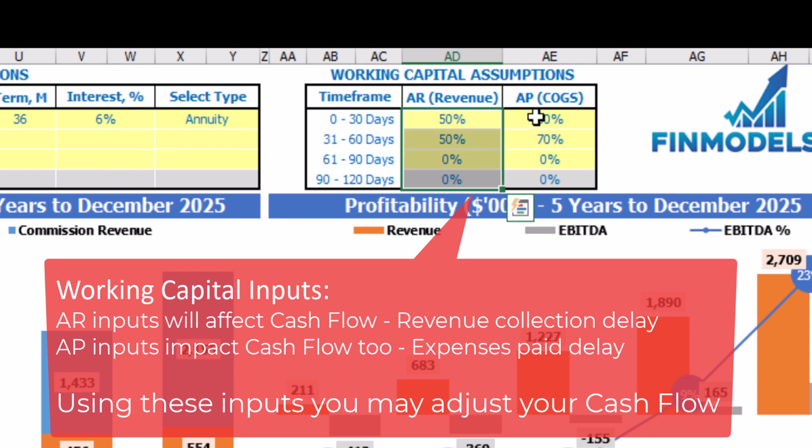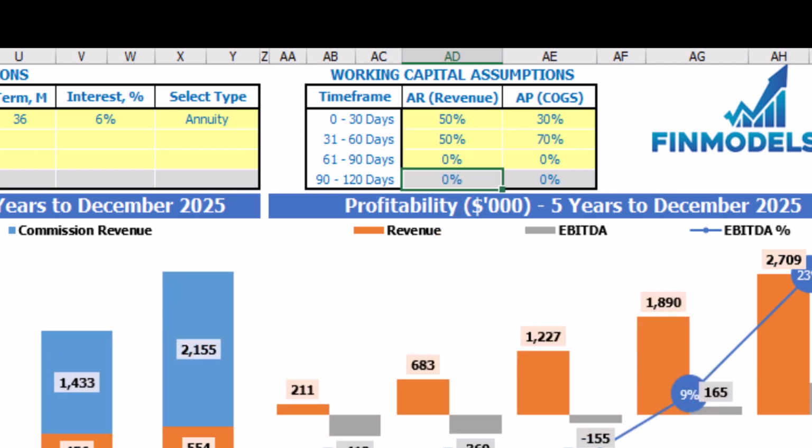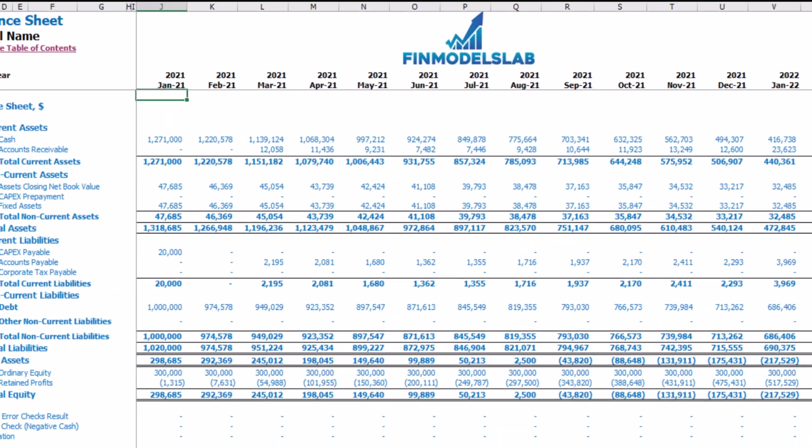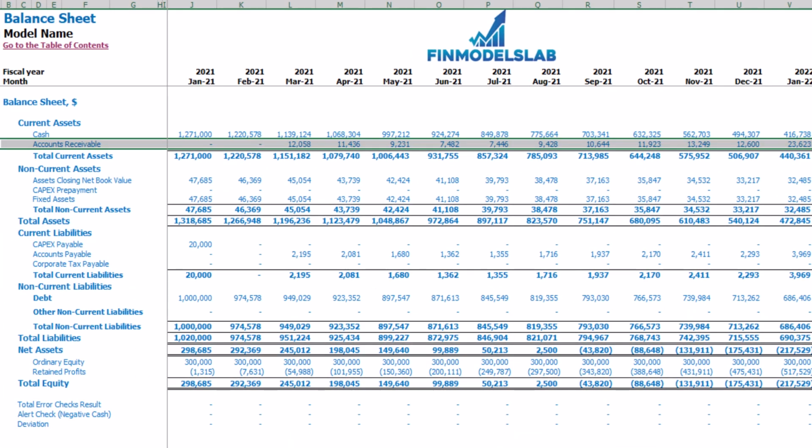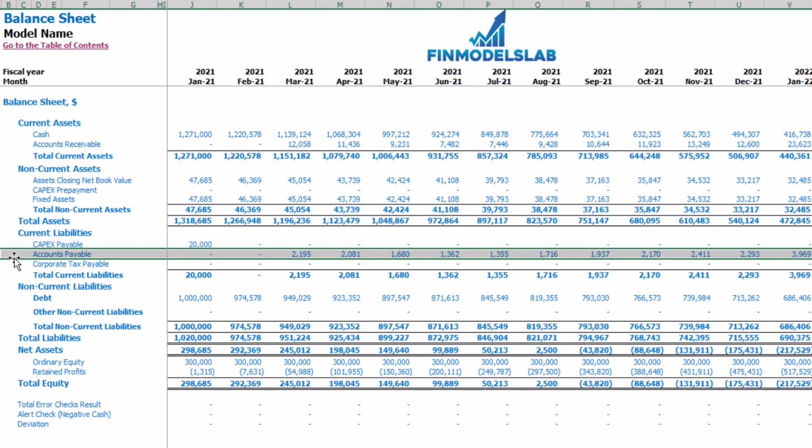So in total for each column there should be 100%. So if you set up 20, 20, and 20, the final time frame will show you the last part to have in total 100%, which is in this case 40%. Or it can be 50% first month, 50% second month, 0 and 0. So if you go to the balance sheet, you may see the accounts receivable calculation based on the AR revenue assumptions and accounts payable calculations based on COGS accounts payable assumptions.